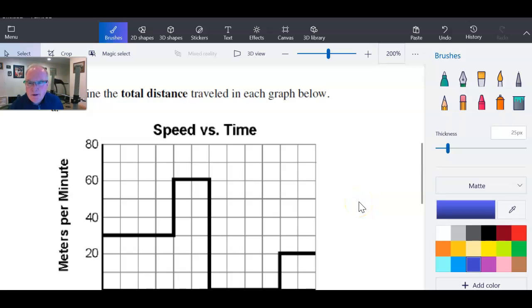Hey Chan Physics, this is Mr. Block, and you get to see me with my glasses on Wednesday. I'm trying to keep my contacts out.